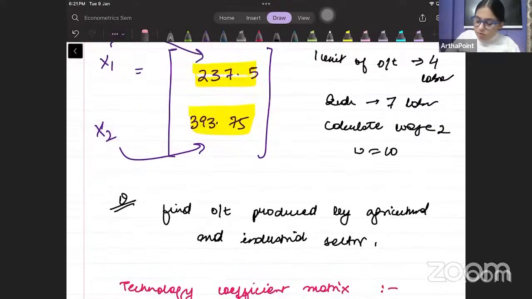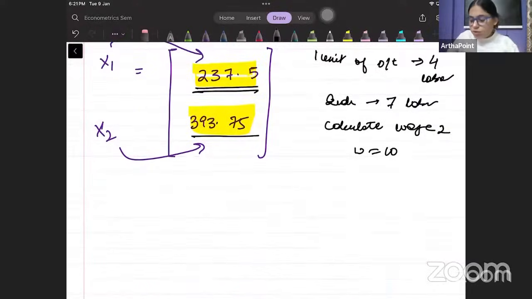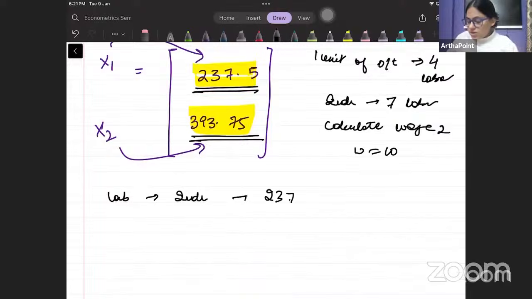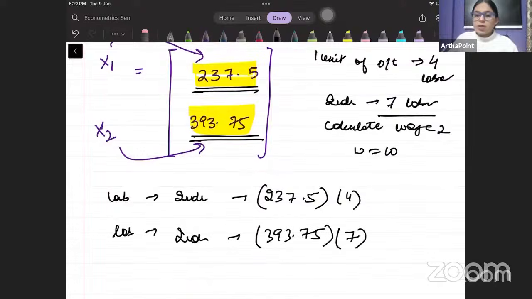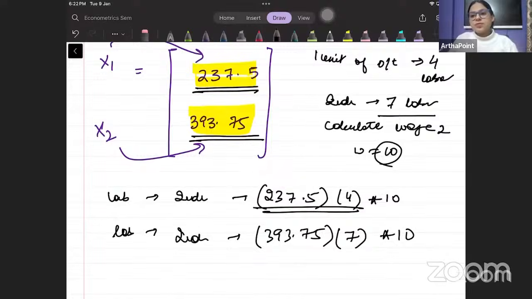So beta, I have already found the final output produced by the two industries. How much will be the labor requirement by industry 1? It will be 237.5 into 4. What will be the labor requirement by industry 2? It will be 393.75 into 7. And for each labor they are paying 10 rupees. So into 10 is the wage rate, into 10 is the wage paid. That is the wage paid by the different industries. Then you can alter the question and check.